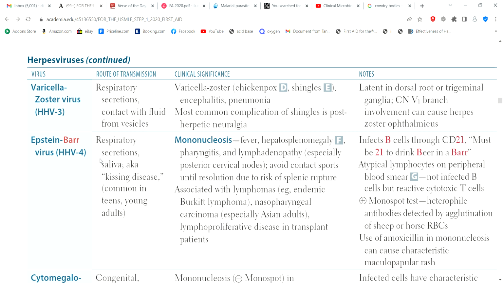Epstein-Barr virus causes non-cancerous lesions like oral hairy leukoplakia in HIV patients, and also causes cancer, which is the 3 types we just mentioned: Burkitt lymphoma, nasopharyngeal carcinoma, and Hodgkin's lymphoma. Nasopharyngeal carcinoma is seen especially in Asian adults.